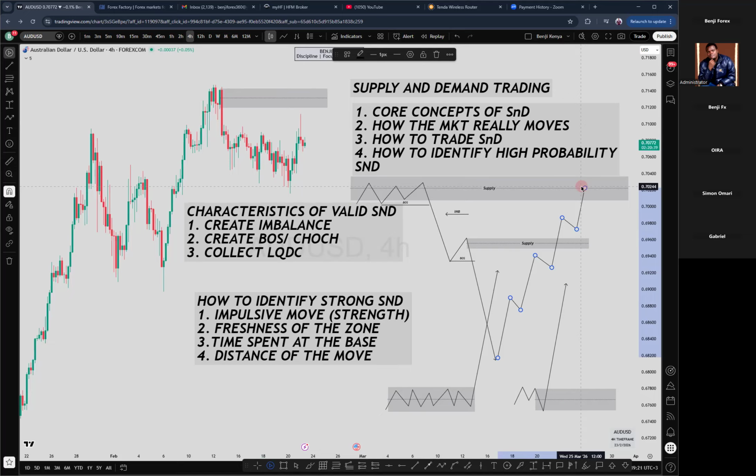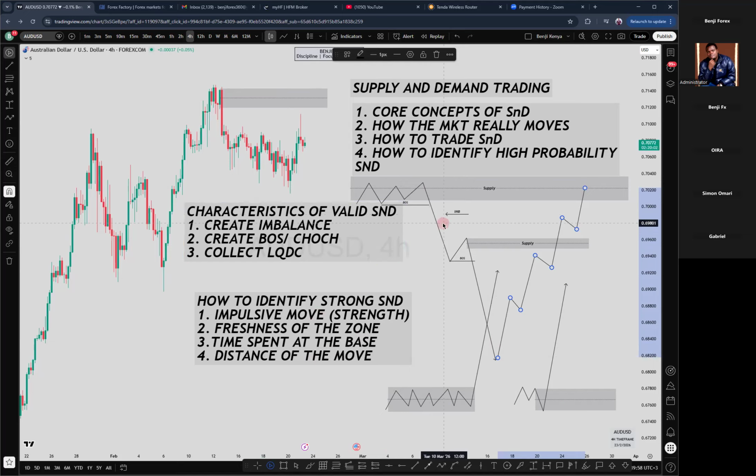So for now, we have learned supply and demand trading, where the institutions come in and move the market extremely. How can we see how they moved the market? By having those impulsive moves, big institutional candles that actually move the market. Also the freshness of the zone, meaning it has not been mitigated, time spent on the zone, the distance of the move, and the characteristics of a valid supply and demand area.